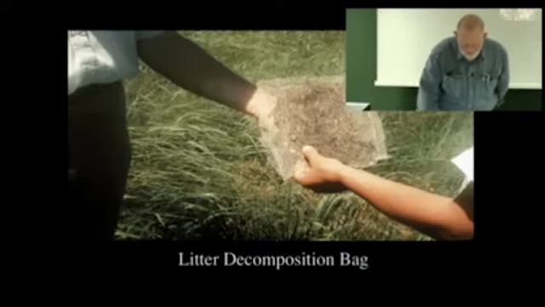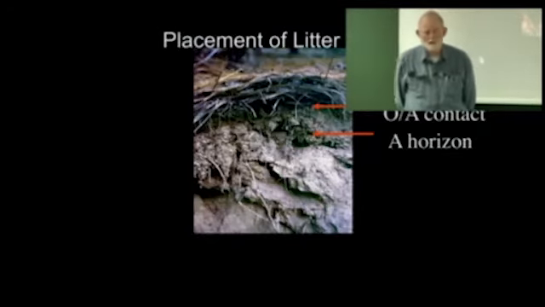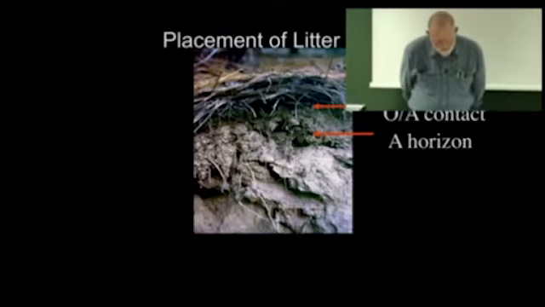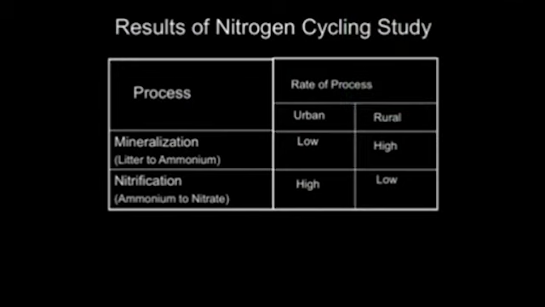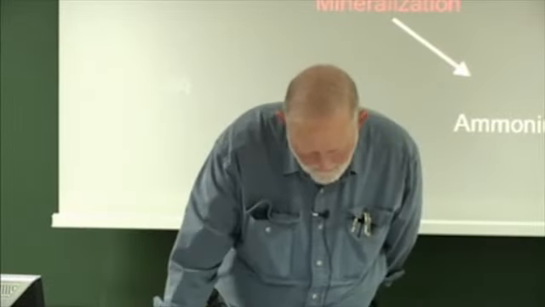So again, their study used litter decomposition bags. They placed these litter decomposition bags at the contact between the O and A horizons in the soil, as well as in the A horizons. And basically what they found was that in urban areas, the rate of mineralization, basically from litter to ammonia, was low, but the rate of nitrification was high, and the reverse was true in the rural areas.